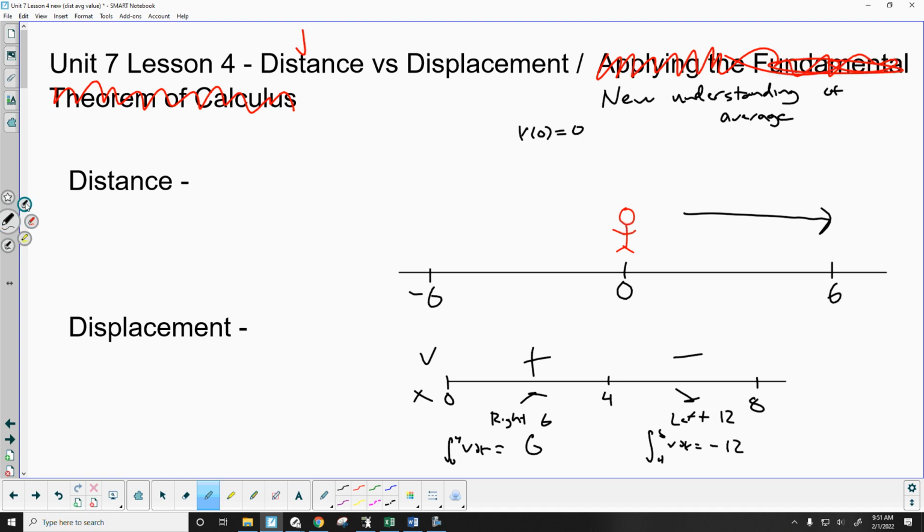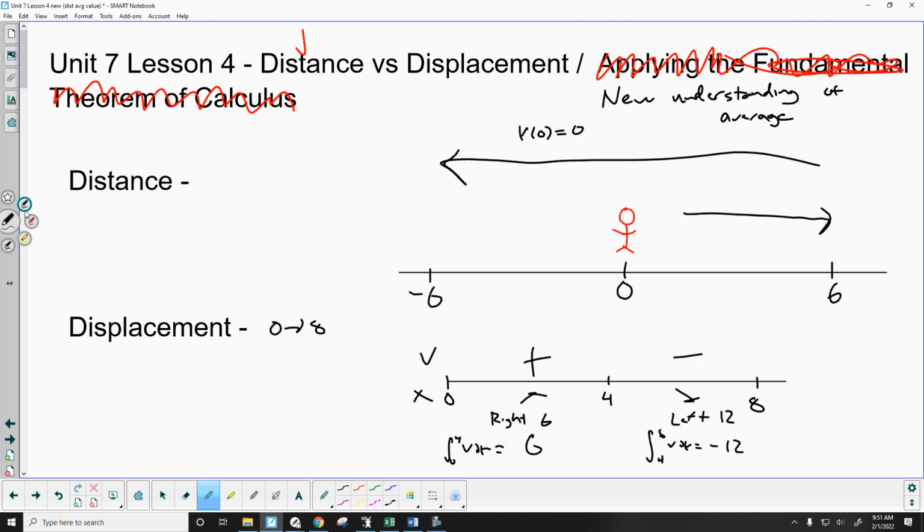Now, if I ask you, what is your displacement from 0 to 8 seconds? Tell your neighbors what the answer would be. Now, this is the displacement over the entire interval. It's important to remember that. Tell your neighbors, what's the displacement from 0 to 8? I heard some people understand, some people don't. Yeah, the displacement's negative 6.